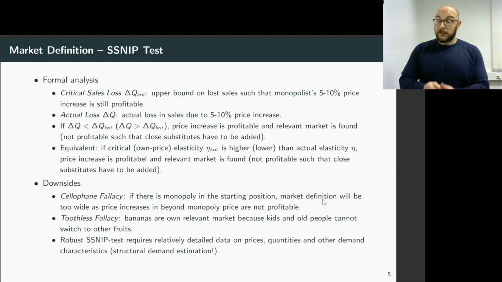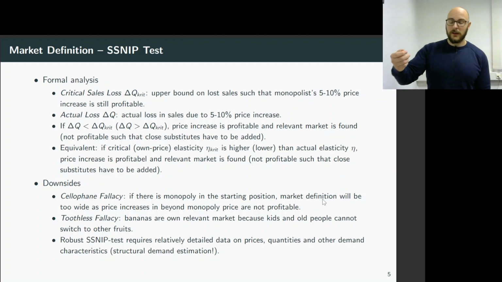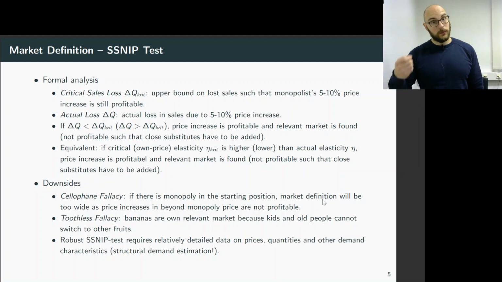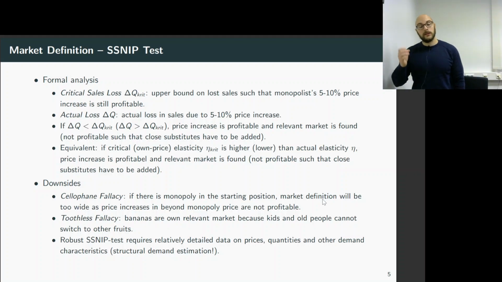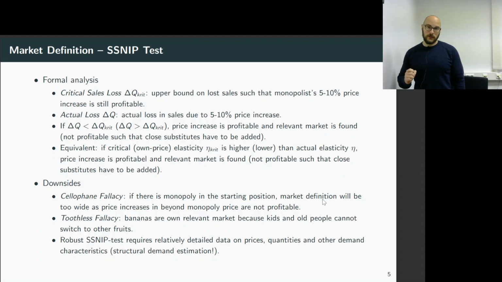If the critical own price elasticity is lower than the actual elasticity, that means that you lose too many consumers, then you would have to lose in order to break even. That means that it's not profitable to increase prices, and you just include the next close substitutes, right? So that's basically the formal part of the SNIP test.